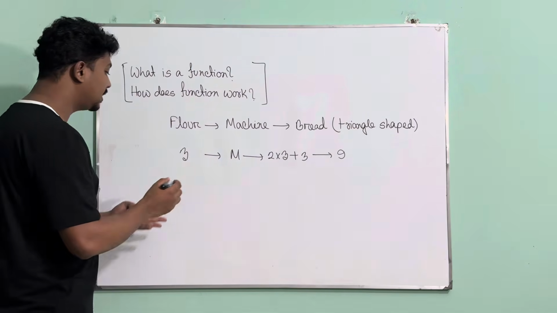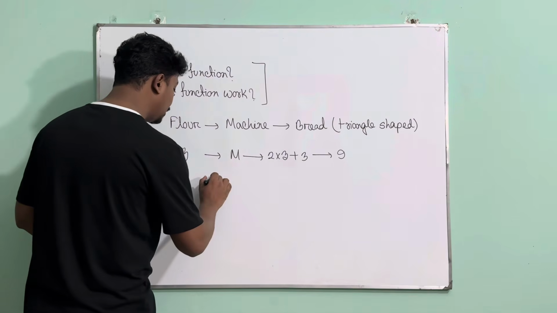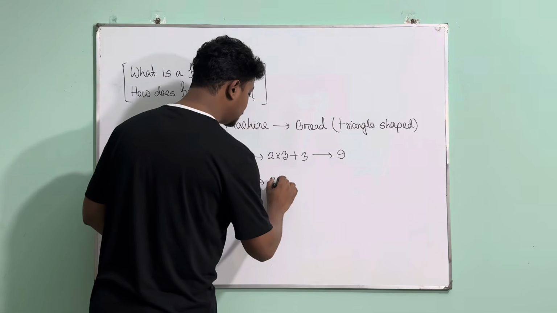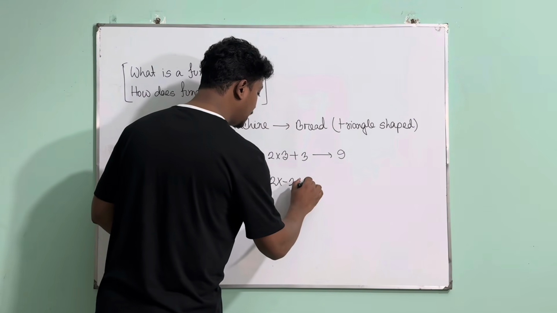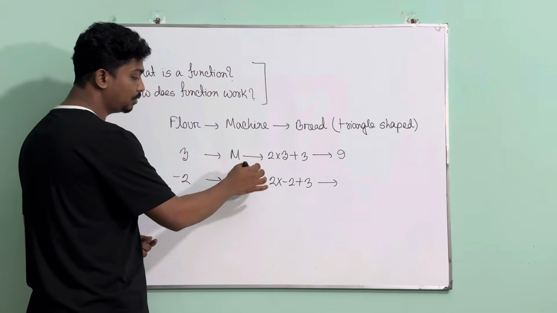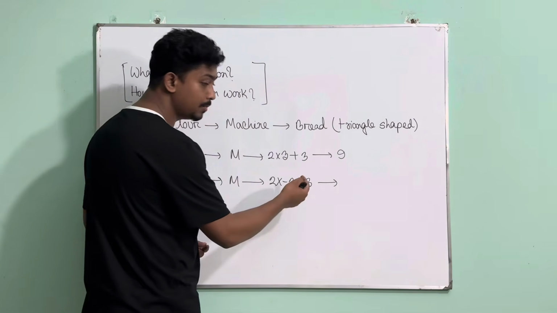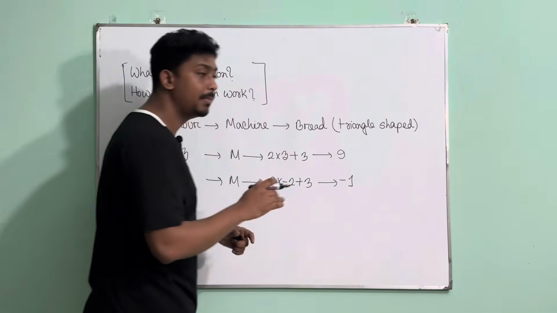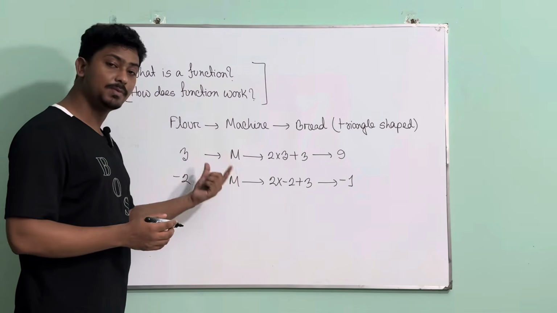Let's say we put another number. Let's say we put -2. So what the machine is doing, 2 is being multiplied with -2, and then we are adding 3. So this is the process happening inside the machine. 2 multiplied by -2 is -4, and +3. So ultimately you will see a result of -1. So that's how this machine is working.